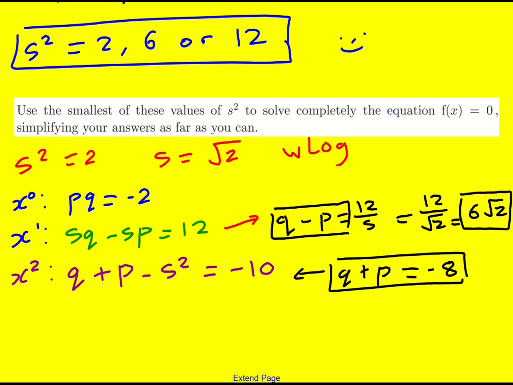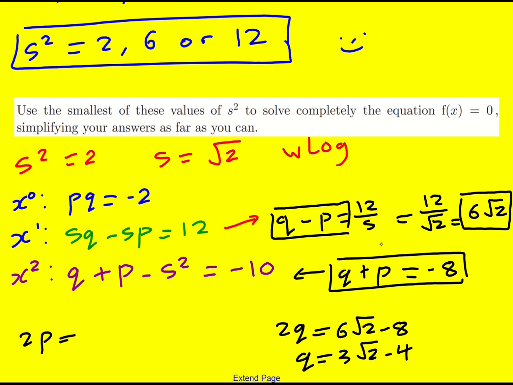I have simultaneous equations in terms of p and q. Let's first of all add them together. So 2q is going to equal 6 root 2 minus 8. So q is going to be 3 root 2 minus 4. I could sub it back in, but I think it's easier to subtract them instead. So 2p, if I take the bottom one and minus the top one, is going to be minus 8 minus 6 root 2. So p is minus 4 minus 3 root 2.